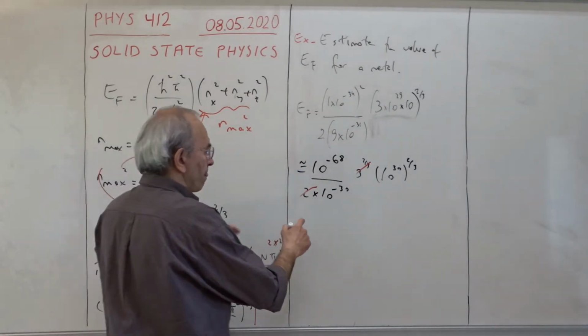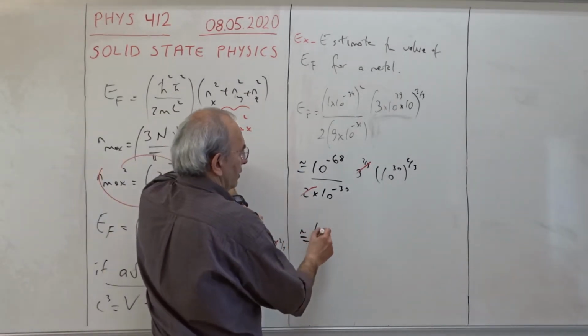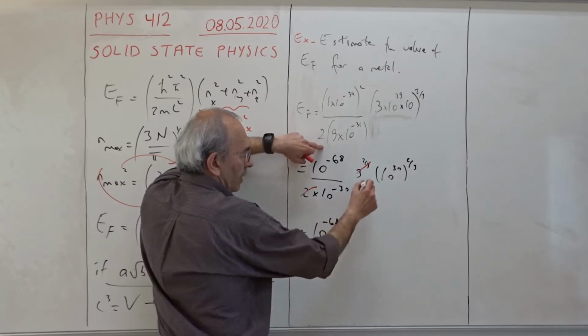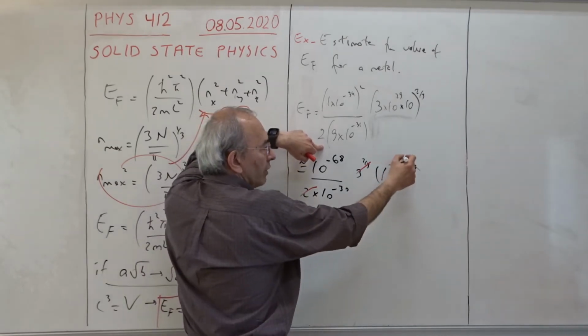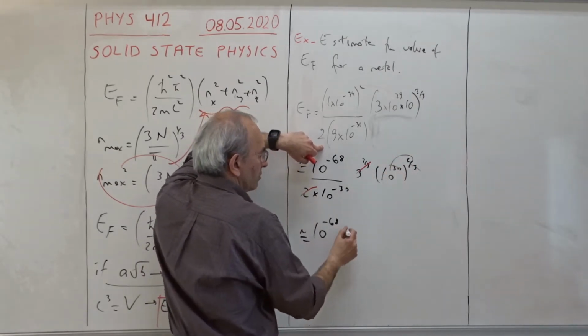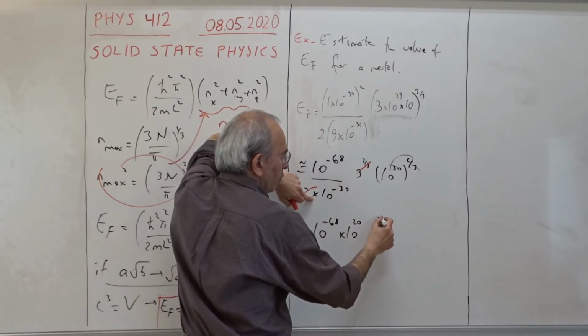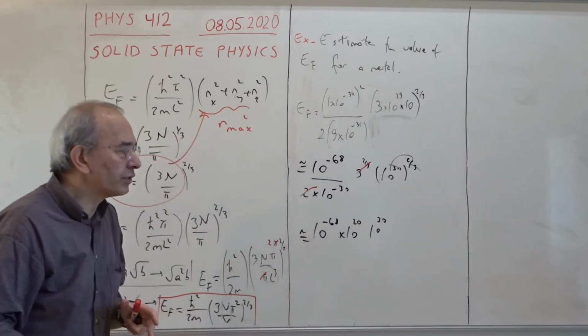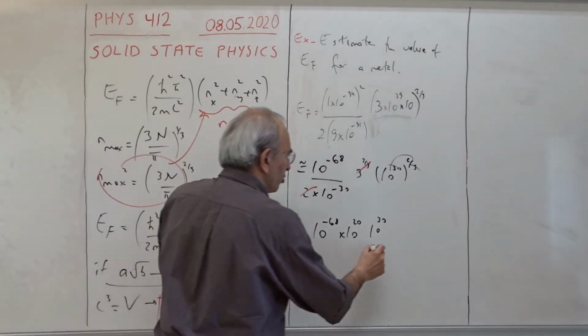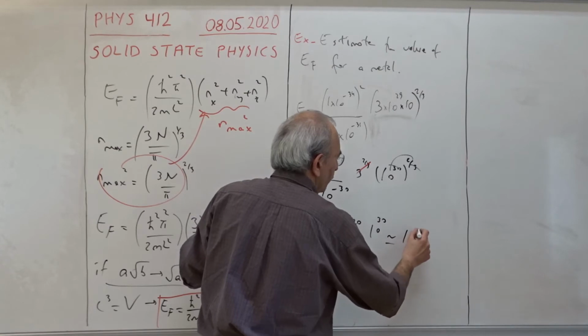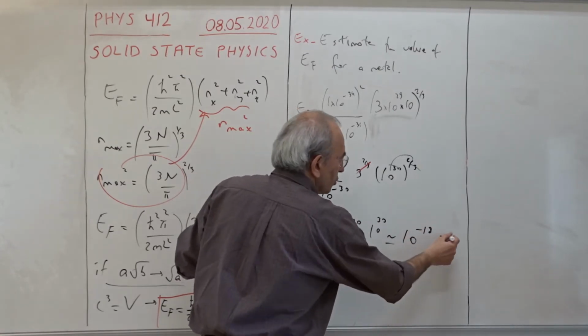So we have 10 to what? 10 to the minus 68. This 330 and it becomes 20 times 10 to the 20 and 10 to the 30 coming from below. So it is on the order of 10 to the minus 18. So it is roughly on the order of 10 to the minus 18. What is the unit? Joule.